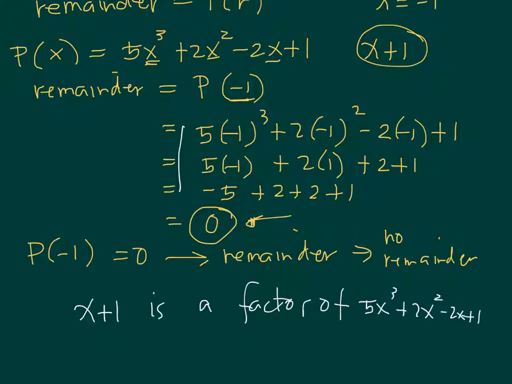Okay? So there are two ideas used here. The first one is the remainder theorem. Remainder theorem is the theorem that we use to find the remainder. And then the factor theorem, which is basically the extension of the remainder theorem, is that when the remainder is 0, we could say that the divisor is a factor of the given polynomial. Okay, that's it.